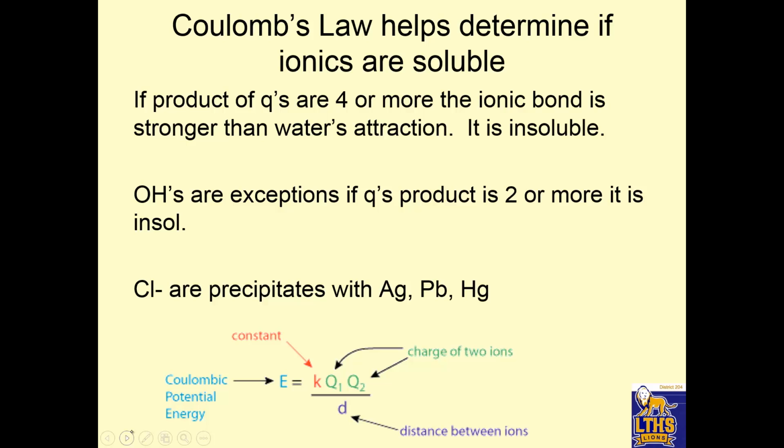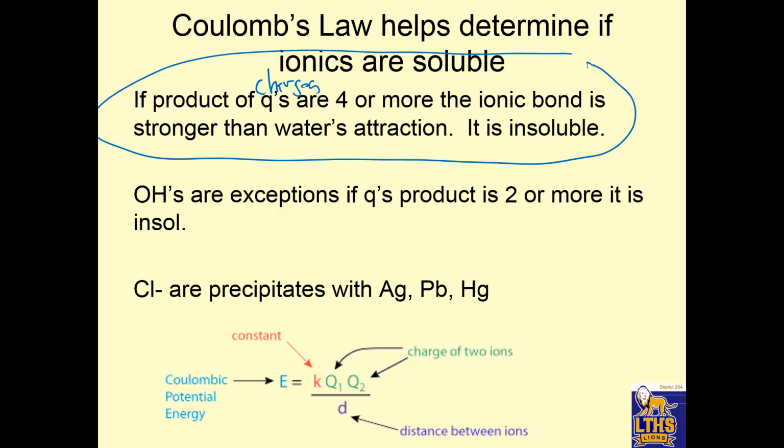Coulomb's law helps us determine if ionics are soluble. For products, if the Q's, those are charges, multiplied are 4 or more, the ionic bond is stronger than the water's attraction. It is insoluble. Know the rationale behind that. Don't say it's bigger than 4. Say it's bigger than 4, which means that it's more attracted to itself. Hydroxides are exceptions. If the Q's product is 2 or more, it is insoluble.